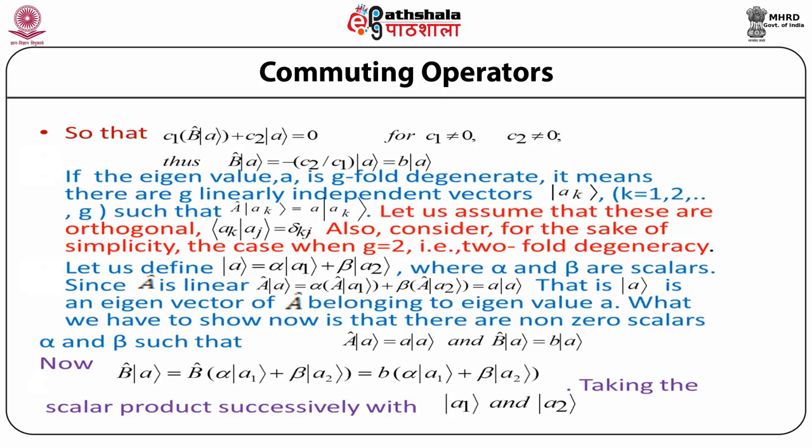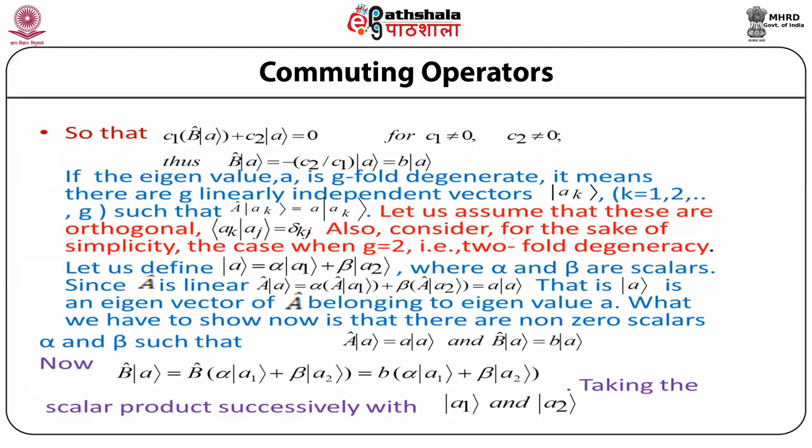Then in such a case, there is only one eigenvector corresponding to the eigenvalue A, and in that case, any other operator B acting on A should be linearly dependent on A. What that means is that we can write the dependence in the form of the following equation: C1 times operator B acting on ket vector A plus C2 times ket vector A is equal to 0, for C1 not equal to 0 and C2 not equal to 0.